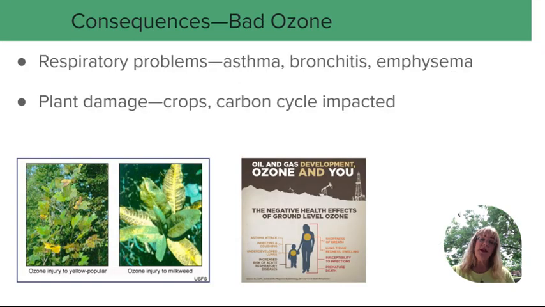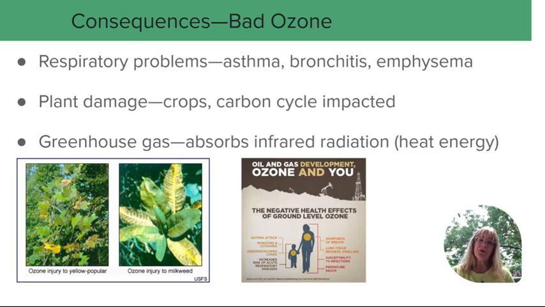Some consequences of bad ozone are that it can cause respiratory problems, such as asthma, bronchitis, and emphysema. But it can also damage plants and impact the carbon cycle. Also, it is a greenhouse gas and can absorb infrared radiation.